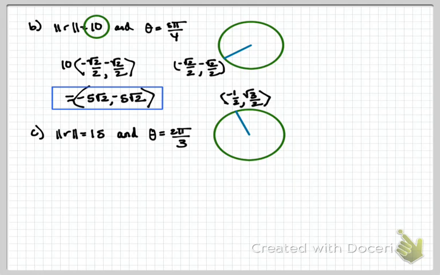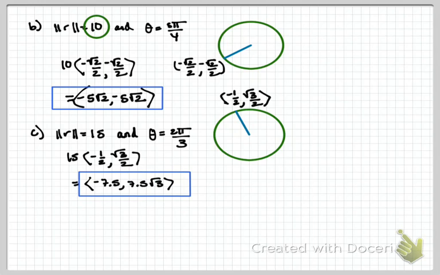And now we're multiplying this one by 15. So 15 times negative 1/2, rad 3 over 2. And that would give you, and I'll write this as a decimal this time, negative 7.5, comma 7.5 rad 3. So connecting the unit circle to your knowledge of vectors, just multiply by that scalar.